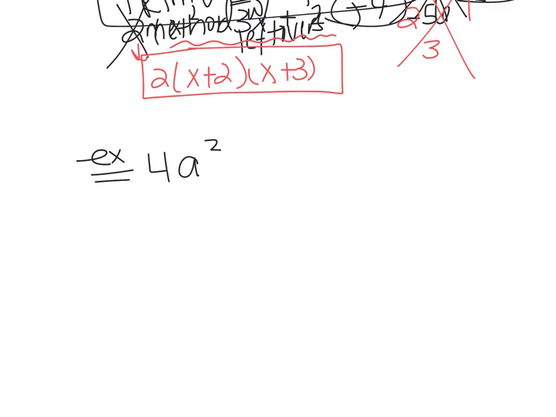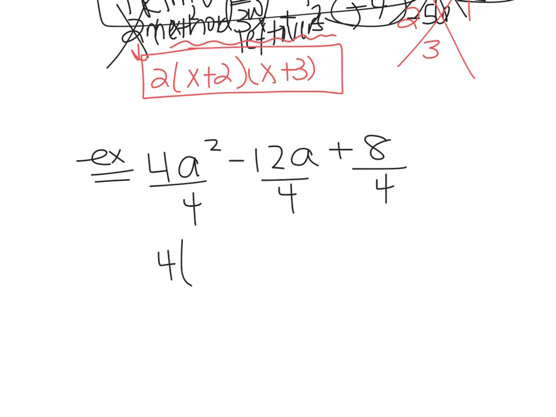4a squared minus 12a plus 8. First thing I always ask myself, is there a GCF? Yes, there is. What do they have in common, people? They have a 4 in common. So I'm going to divide everybody by 4. So I'm left with a squared minus 3a plus 2.